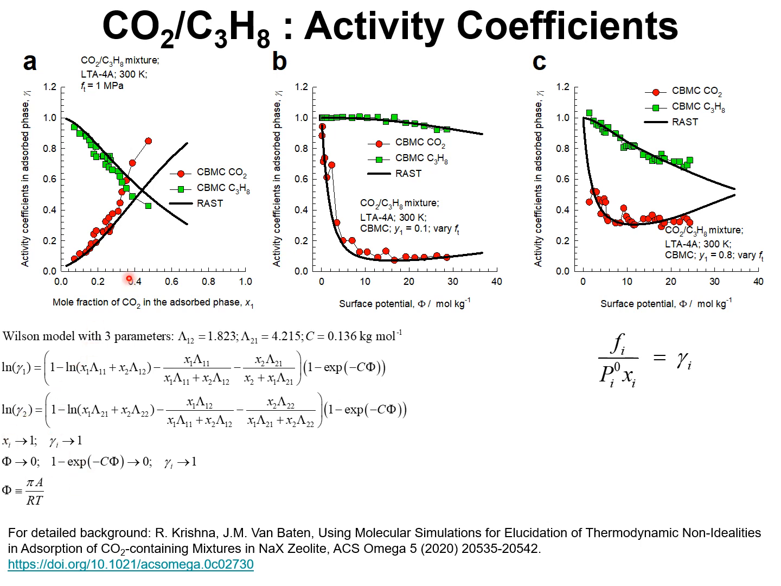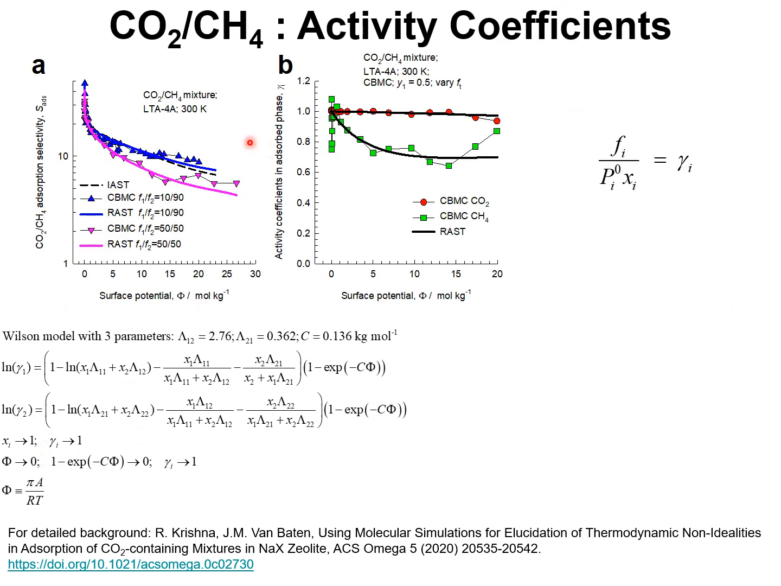The three constants lambda 12, lambda 21, and C can be determined from the three sets of CBMC simulations by applying a regression analysis. And with the choice of these parameters, the molecular simulation data for the three campaigns may be reproduced in a quantitatively correct manner as shown in these figures.